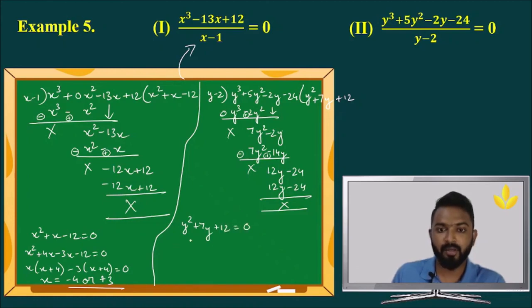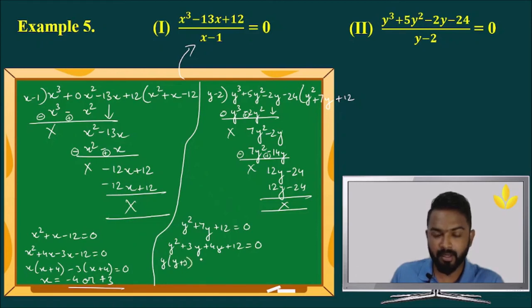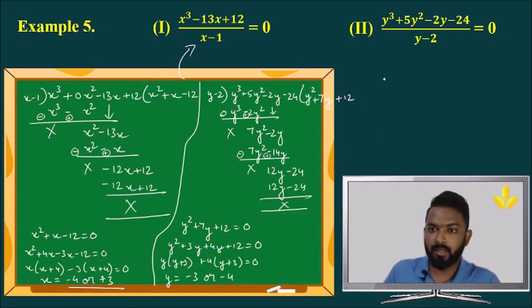equals 0. Obviously 3 and 4. Y square plus 3y plus 4y plus 12 equals 0. So y common, y plus 3, and plus 4 common, y plus 3 equals 0. So y is either equal to minus 3 or minus 4. Let's see. X is minus 4 or plus 3. Y is minus 3 or minus 4.